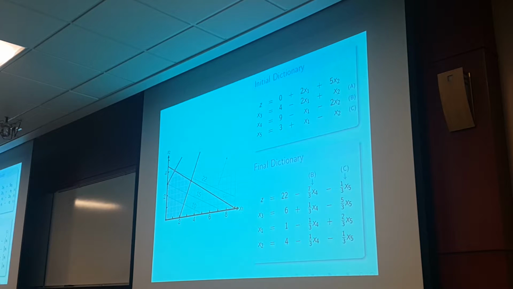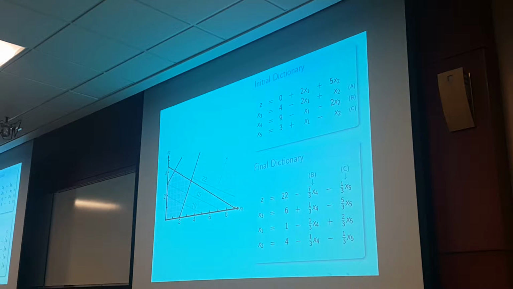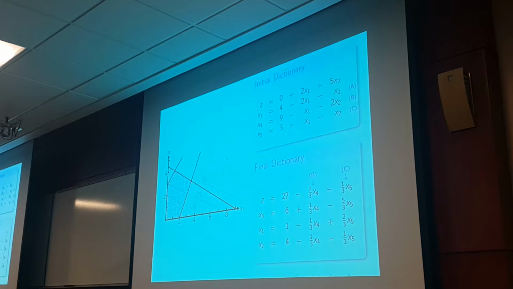So let's see, what happens is that we started here, and which way did we go? We went up this way, right? We went up this way and we ended up in this corner. So our second dictionary corresponded to this objective value of 15. And I'll let you look at that on your own. And our final dictionary, which is shown here, corresponds to this vertex. So we pivoted from here to here and from here to here.